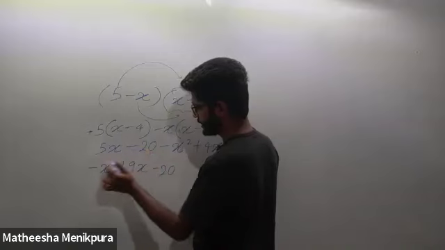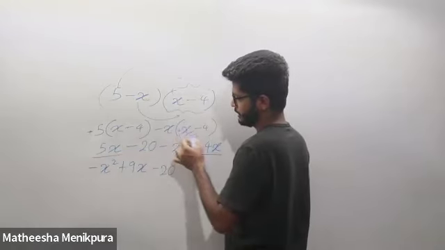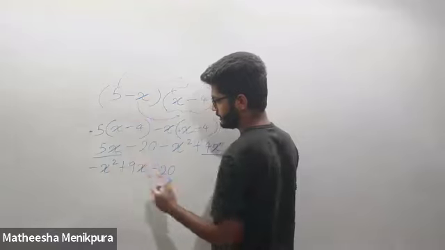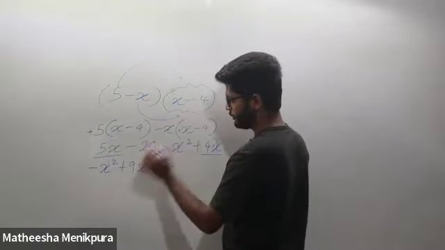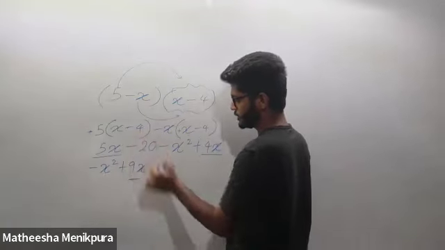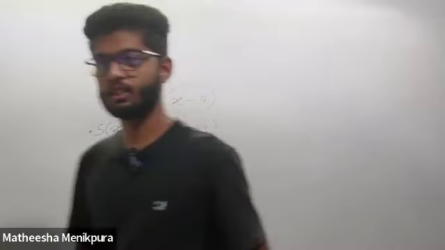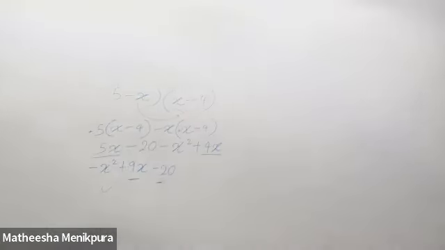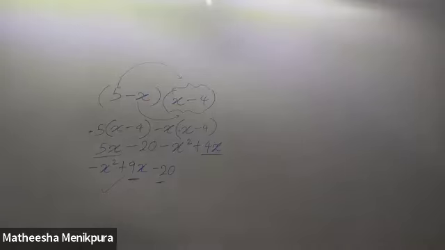Now like terms: 5x and 4x are like terms, and minus x squared is here. I can add 4x and 5x, that is 9x, and minus 20. Yes, this is the correct answer. You got the correct answer. Okay, the answer is correct.